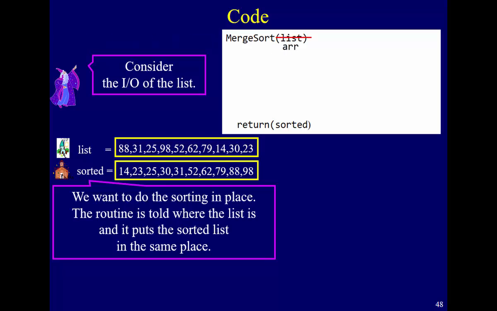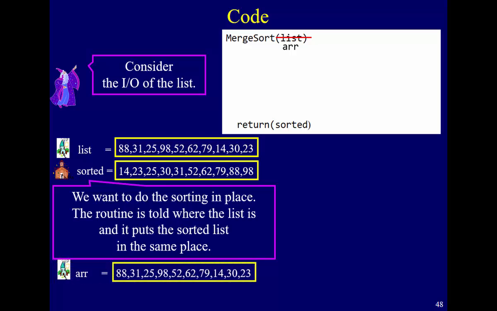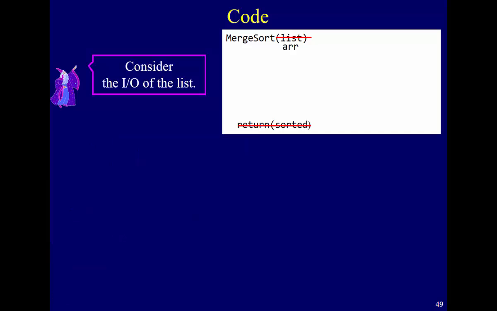And so instead, we're not going to input a list. We're going to input an array. And then the postcondition is that the sorted list will be in the same place. Right? Everybody good? So in that regard, we don't actually have to return anything because the outside world knows where the array is and will know the sorted numbers are there.